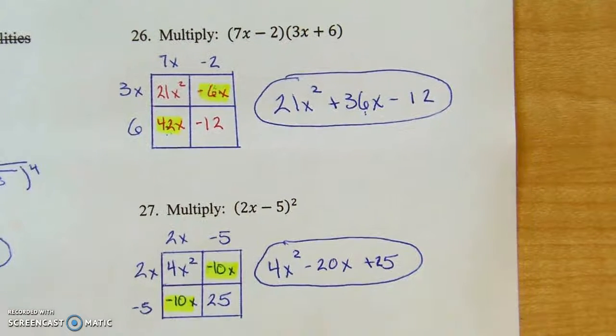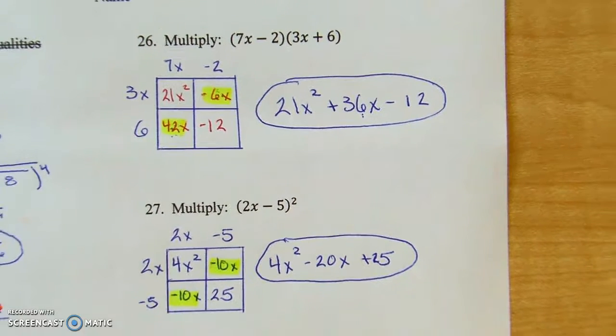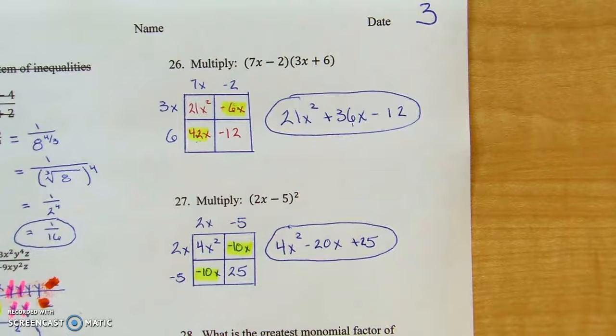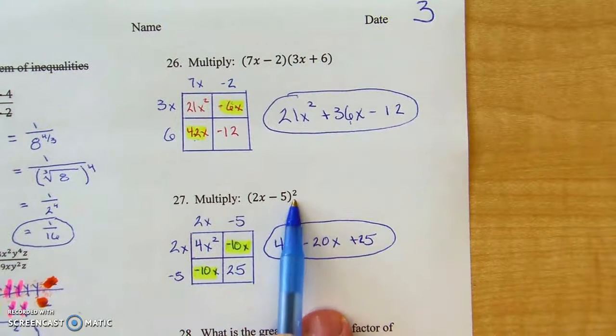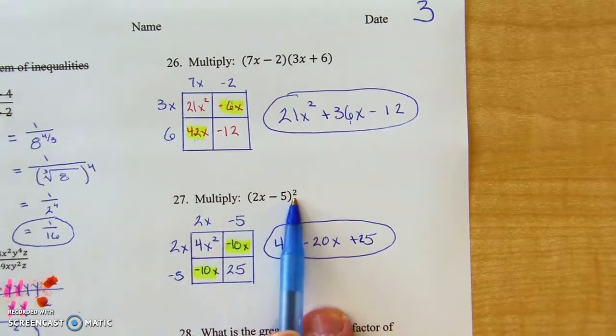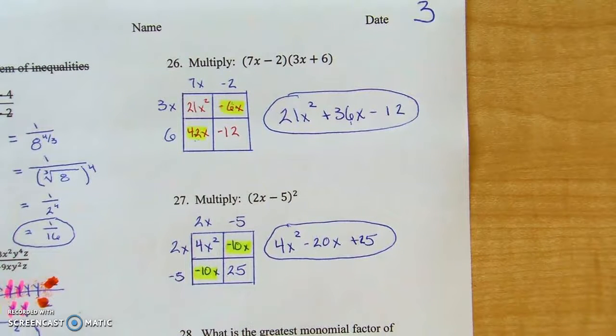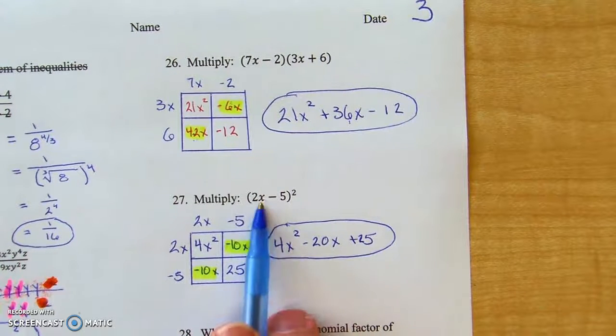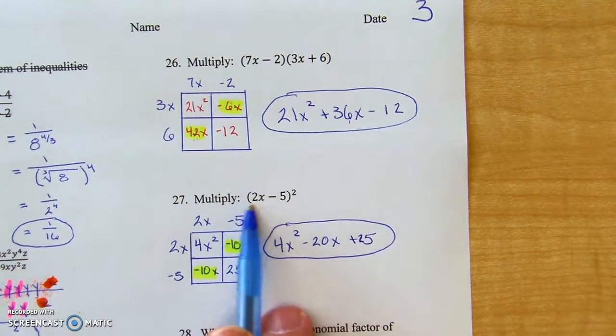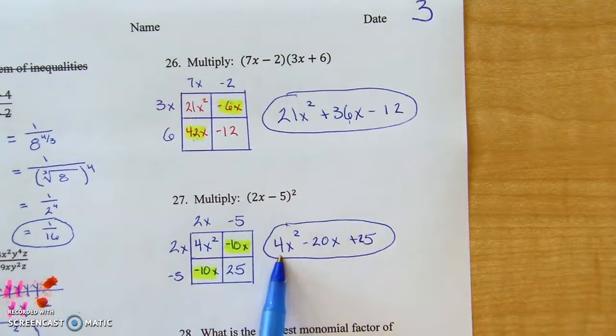Now on number 27, I'm going to move out just a little bit. You can use the box method again and do the exact same thing. But this is one, if you have something that's squared like this, there is a pattern where the first term is just going to be made up of the 2x squared. So that's 2x times 2x is 4x squared.